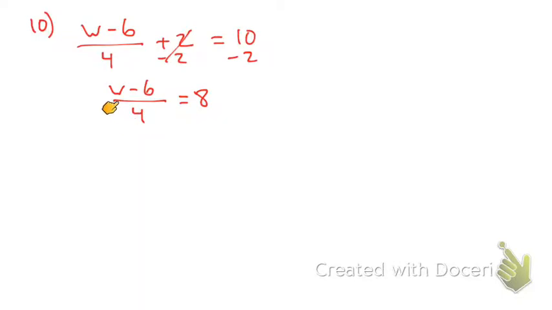Now, before I can get into the w here, I've got to get rid of the fraction. So I don't like this bottom part. To get rid of something that's dividing, the opposite of division is multiplication. So we're going to multiply both sides by 4. These cancel out, and we're left with w minus 6 equals 32. And then last but not least, to get w by itself, we're going to add 6 to both sides. And w equals 38.